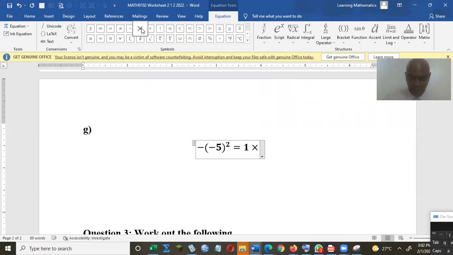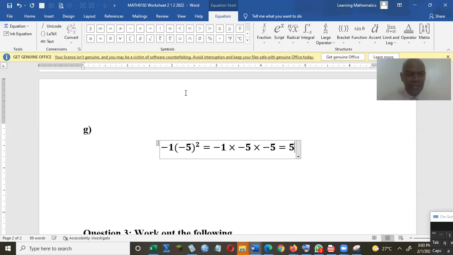What is really happening is a negative 1 times, okay, that's negative 1, sorry. That's negative 1 times, because there's an invisible 1 in front there. Please remember that. If you don't see a 1, there is a 1. If you don't see a number, there's a 1. So that's negative 1 times negative 5 squared. Now, negative 5 squared is negative 5 times negative 5. Okay. So that's negative 1 times negative 5. That's 5 times negative 5. And that's negative 25.